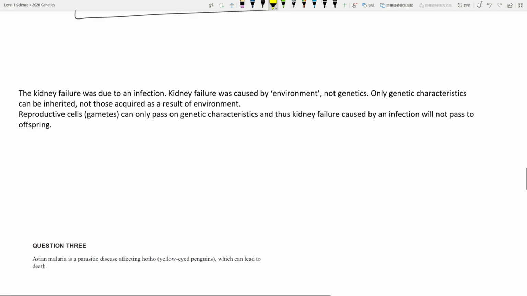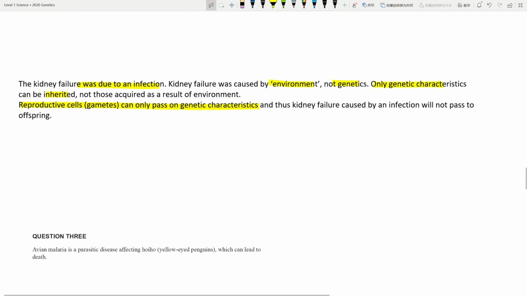Okay, so here we go. It's due to the infection. It's just common sense. You just need to explain it properly, because it's caused by the environment, so it's not genetics. Only genetic characteristics can be inherited. What is a genetic characteristic that can be inherited is looking at the gamete production. So if this particular change or mutation has occurred in the genes, then that will be passed down to the future generations, which is a bit unfortunate.